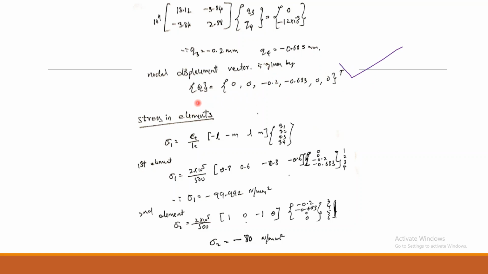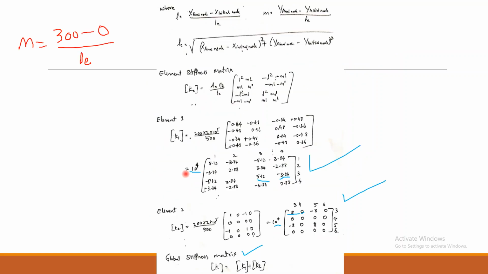The next part is to find out the stresses. You should use the same equation that we used in the previous case, in the derivation: sigma is equal to E by L times minus L, minus M, L, M, multiplied by the displacement matrix, which is a 4 cross 1 matrix. Next go for suffix 1, for the first element. Again you need to go back to the table.